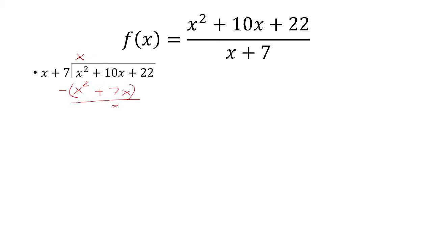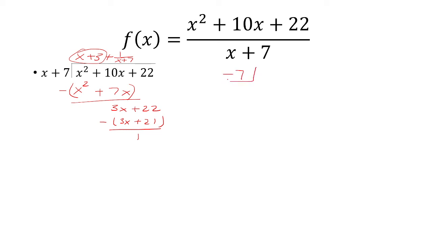We have 3x plus 22. How many times does x go into 3x? That's 3 times. So that's 3x plus 21. So we have a remainder of 1. So this 1 is going to be over x plus 7. And so clearly, the oblique asymptote is at x plus 3. Similarly, we can use long division, or the synthetic division.